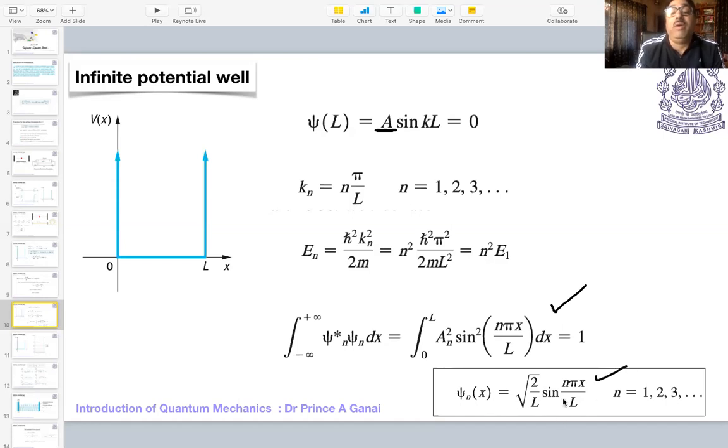So we are able to figure out the wave functions for different values of energy. For example, for psi1, the energy would be E1, and the corresponding wave function would be root of 2 by L sine of pi x by L.